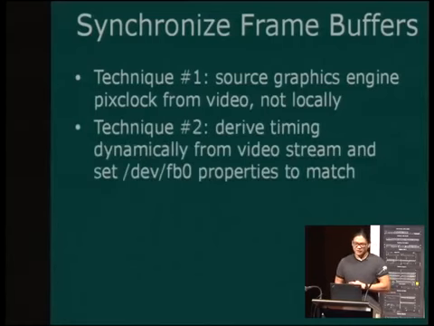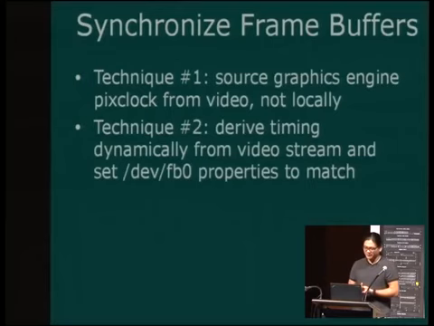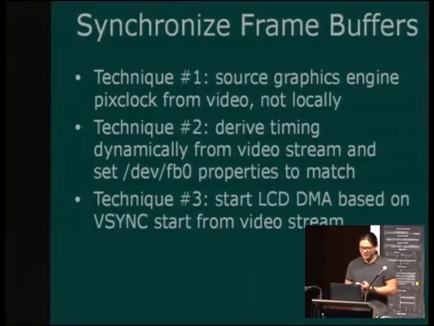Second thing we have to do is that because HDMI supports multiple video resolutions, we actually have to dynamically change DevFB0's property to match the incoming video resolution. So if it's 480p, we have to set the frame buffer to 480p, 720p, 1080p. These all have to be dynamically derived and matched by the local computer.